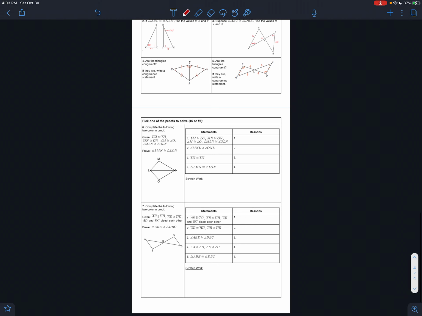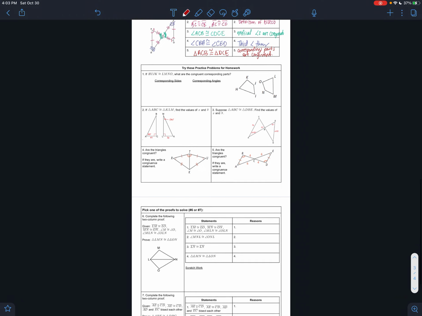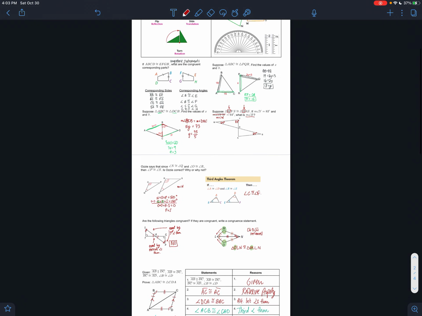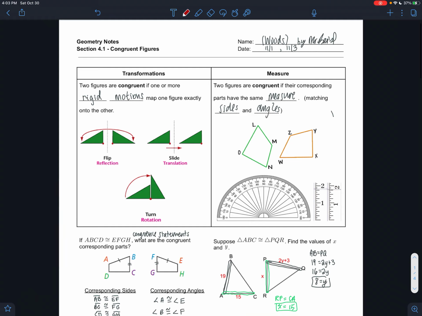All right, so you've got some practice problems. Just try one of those proofs. I would try both of them, but give that your best shot, and we're here if you have any questions.